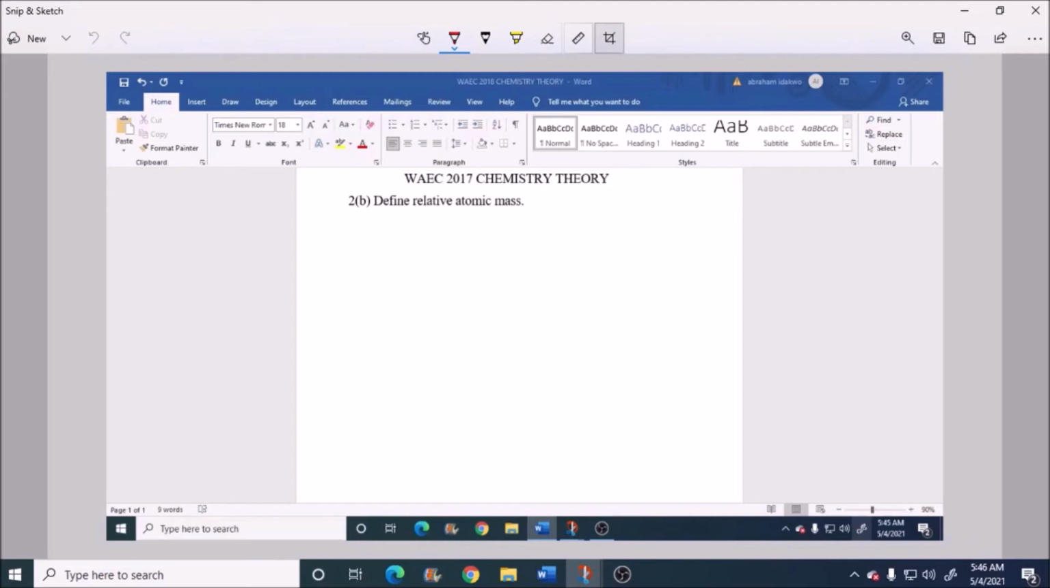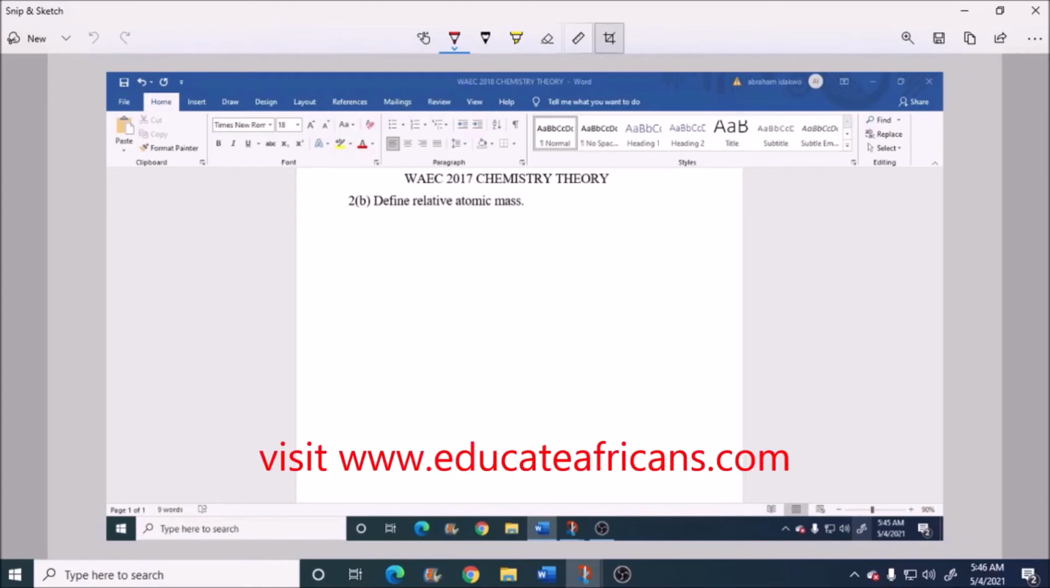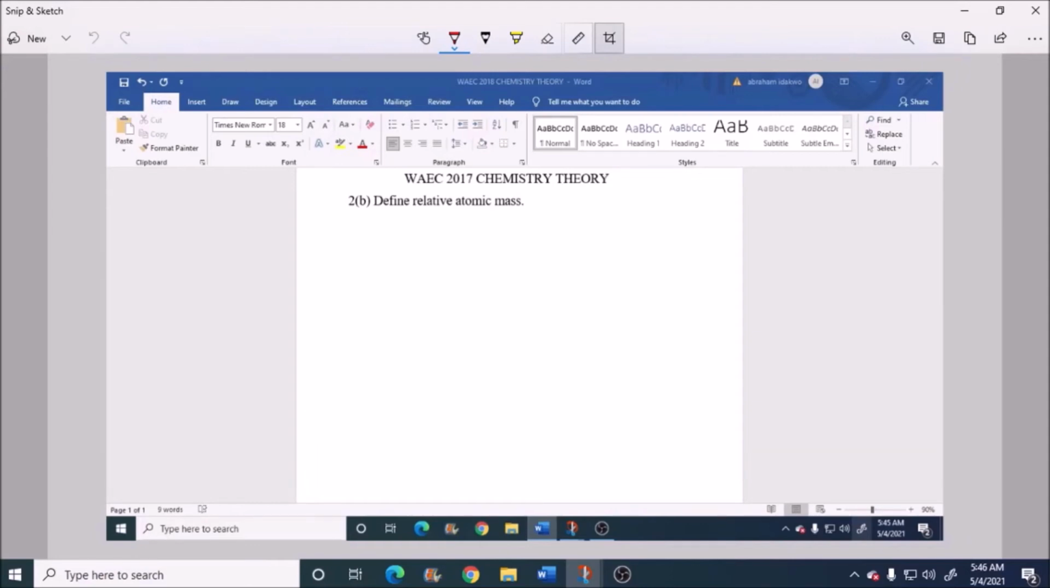Relative atomic mass is defined as the number of times the average mass of one atom of an element is heavier than 1/12 the mass of one atom of carbon 12.